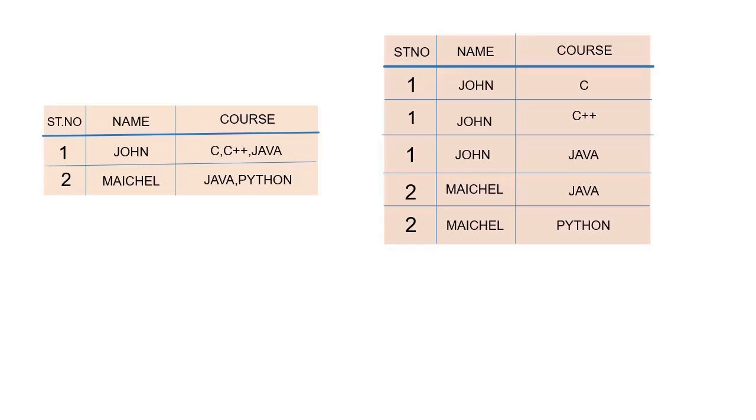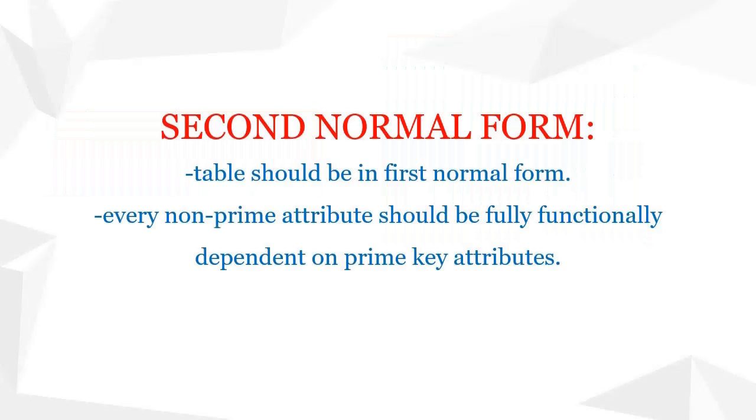Now let us study the second normal form. To be in the second normal form, the table at first should be in the first normal form. We have to check whether the table is in the first normal form or not. And then every non-prime attribute should be fully and functionally dependent on prime key attributes. A primary key or prime key is a field or combination of fields in a table that uniquely identifies each row of a table.